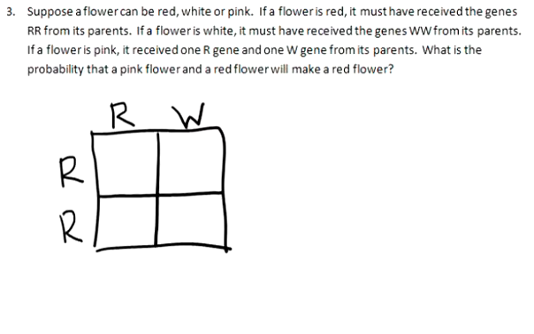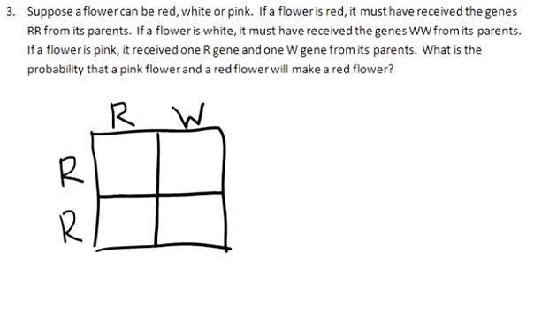Now, when a flower, or anything for that matter, passes on its gene to its child, it will give one of the two genes that it has available. So the pink will either give an R or a W, and the red will either give this first R or the second R. Either way, that flower will give an R gene.